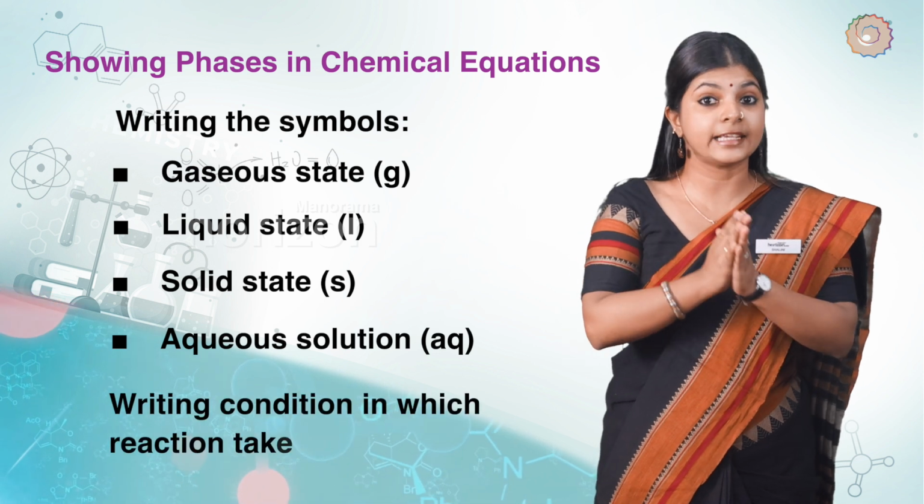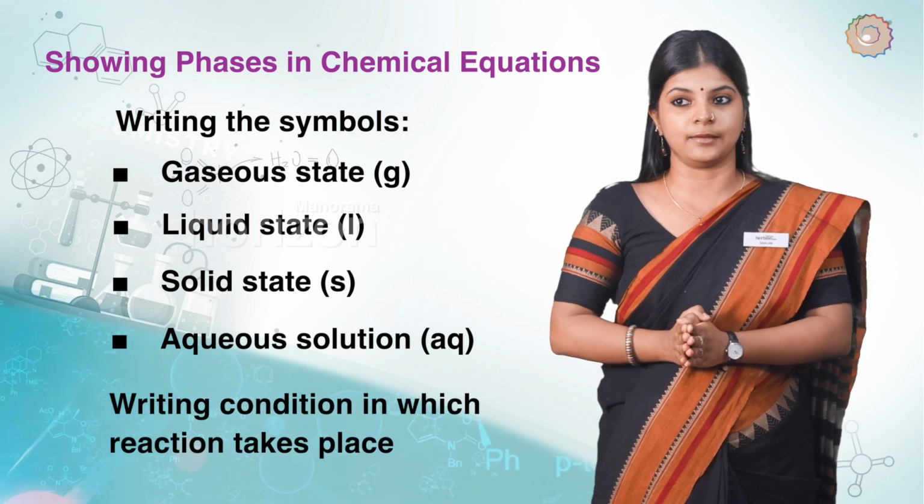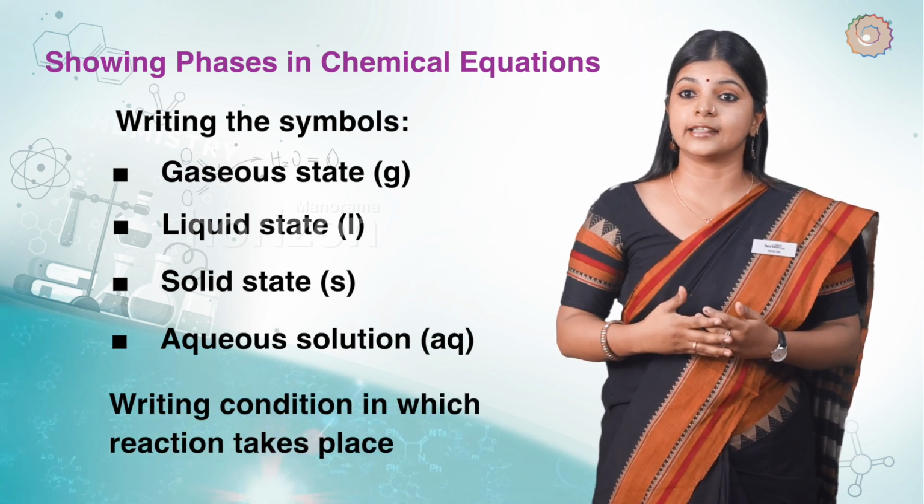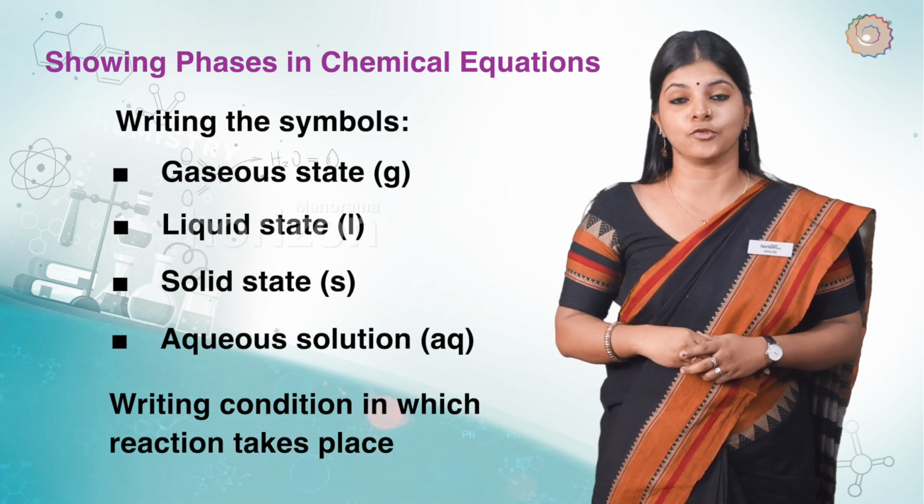Also, you can write the condition in which the reaction is taking place. The condition is generally written above or below the arrow of the chemical equation. For example, if the reaction is taking place in presence of sunlight, you can write sunlight on top of the arrow or below the arrow to make the equation more informative.